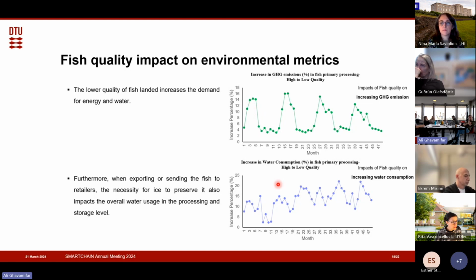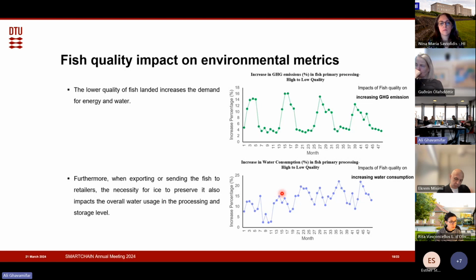But if we want to talk about the increase in water consumption, I have to mention that it is influenced both by the quality and also the demand that we have for fish, because more demand means that we need more ice to preserve the fish that we want to export or sell to the domestic market.